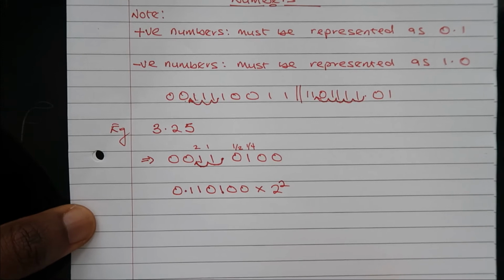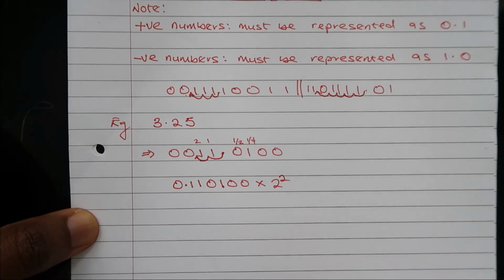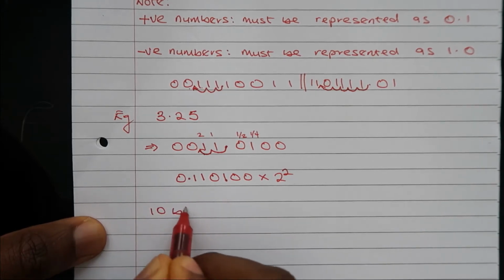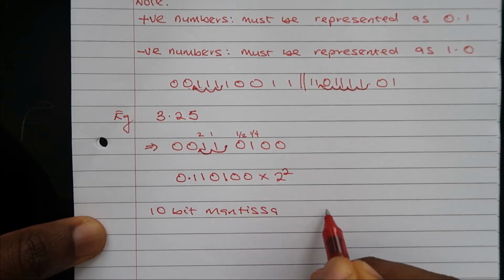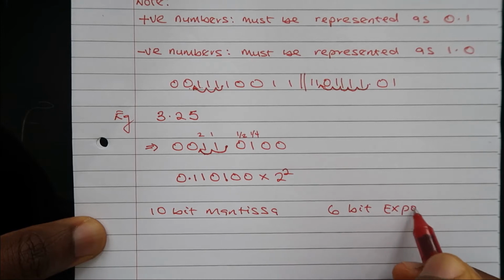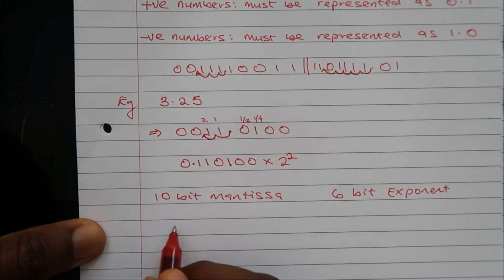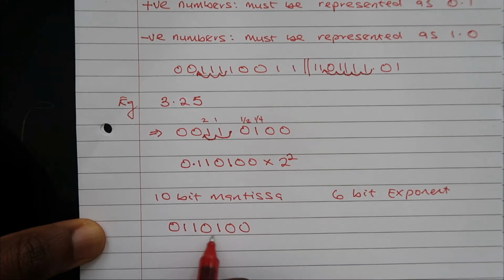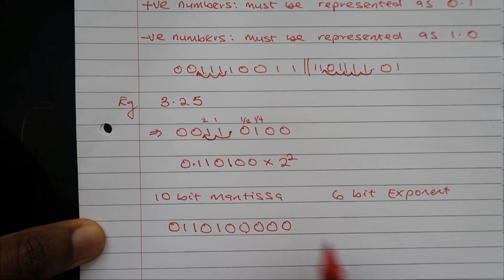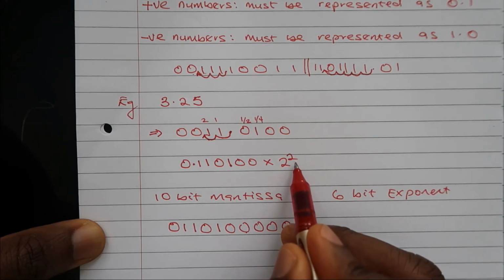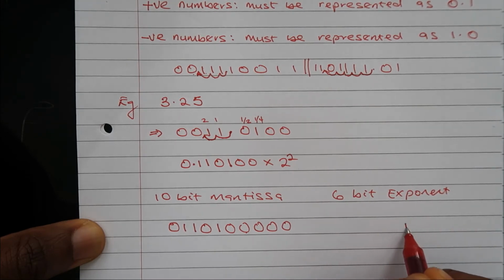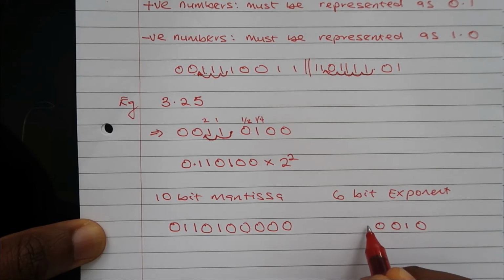Now, in the exam, you will be told the value of your mantissa and the value of your exponent. In this case, I will be making use of a 10-bit mantissa. My mantissa will be 10-bit and my exponent will be 6-bit. So to represent my mantissa in 10-bit, I'm going to have 0.110100, that's 1 2 3 4 5 6 7, and I'll balance it out with zeros. For my 6-bit exponent, the value of my exponent is 2, and I know 2 is 1 0, and I'll just balance it out to 6 bits.